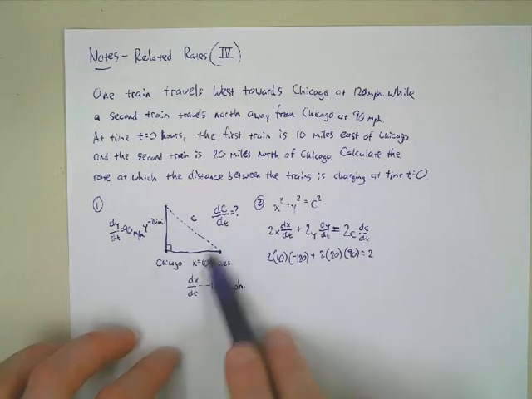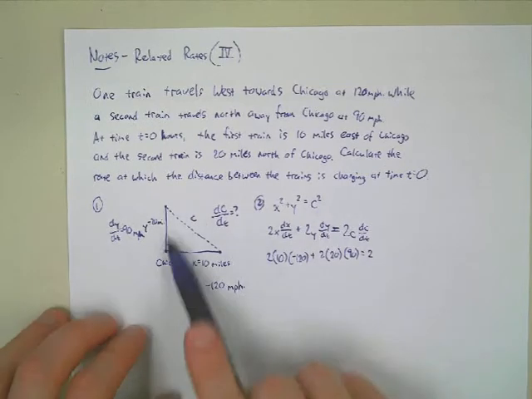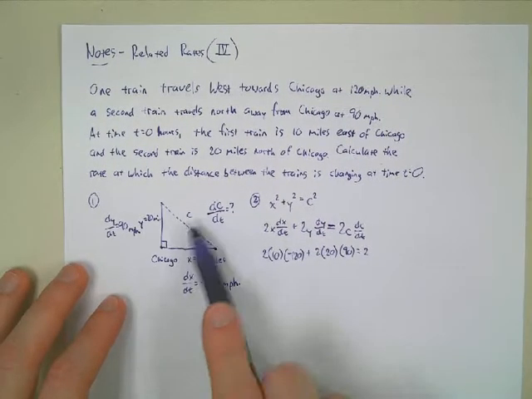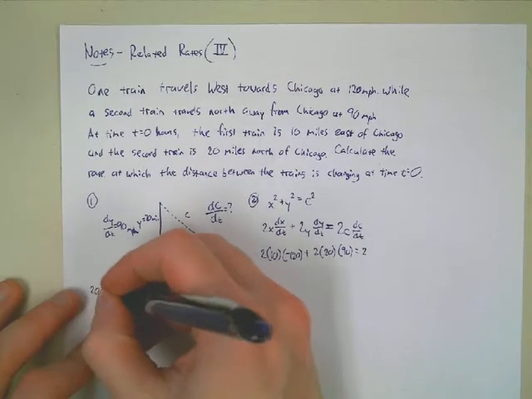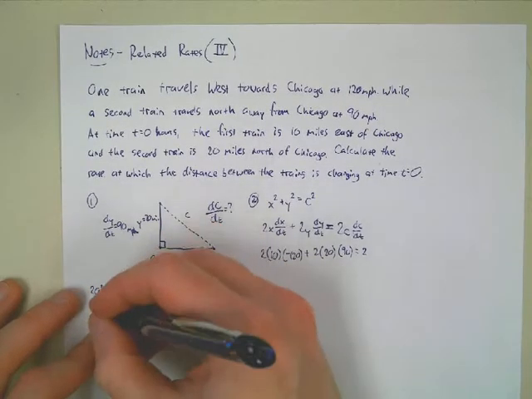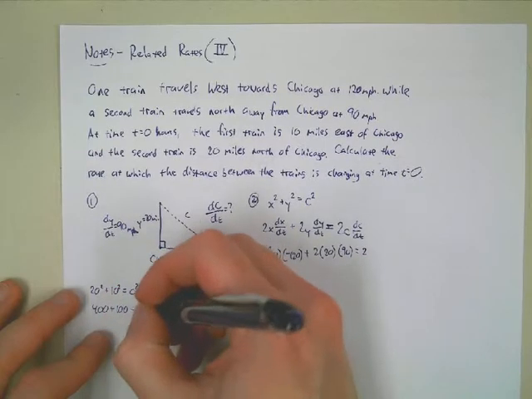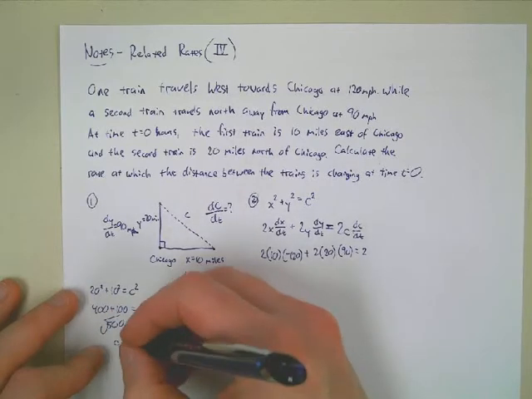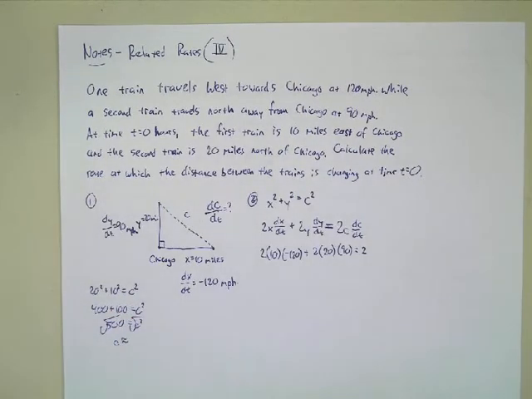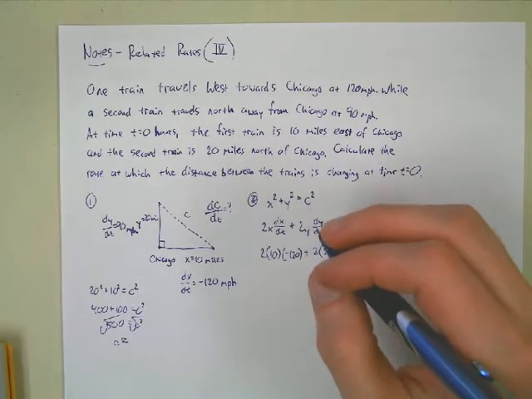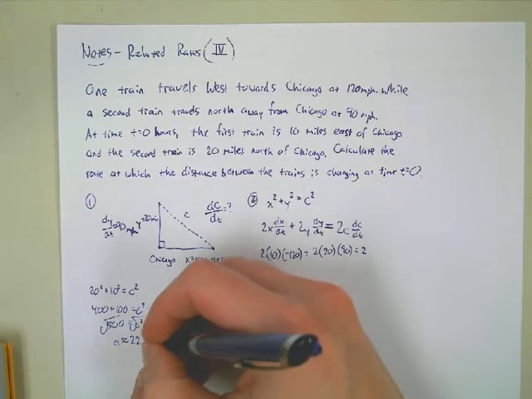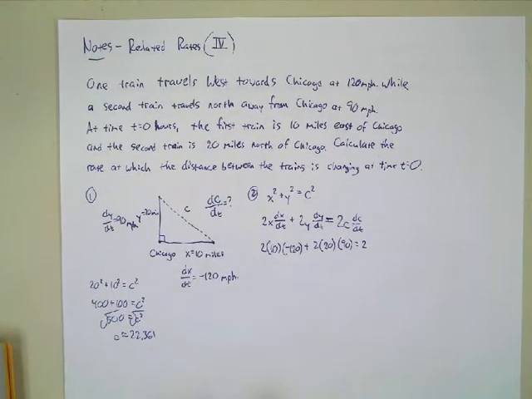Connor, you want to say? Yeah, so this length at the instant that we're interested in, at time t equals 0, this length is 20, this length is 10, and so to find C, we'll just do 20 squared plus 10 squared equals C squared. So I get 400 plus 100 equals C squared, and so 500 is equal to C squared. We square root both sides, and we get C is approximately 22.361. It's not a bad idea to leave that as the square root of 500.